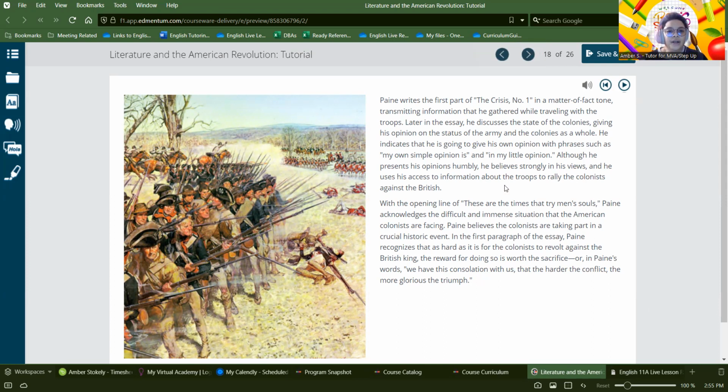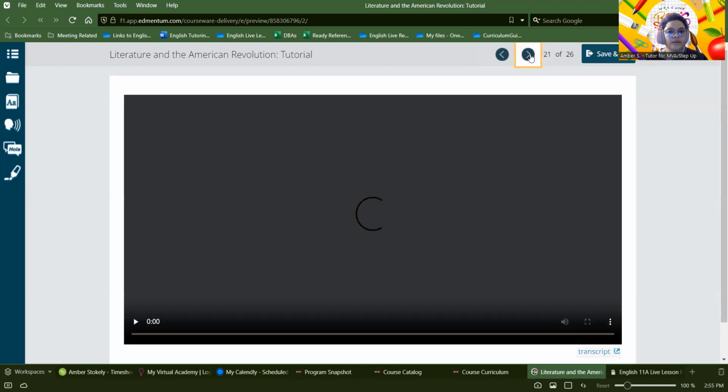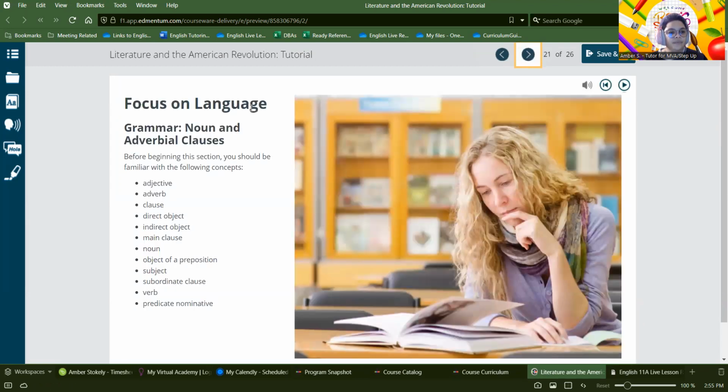So this is another part. I'm going to have you take another short break. We have a focus on language section that's happening here, and this is the last section of the tutorial. I know it's going to be rough because a lot of you struggle with some of the grammar, but we'll try to break it down as well as we can. Alrighty.